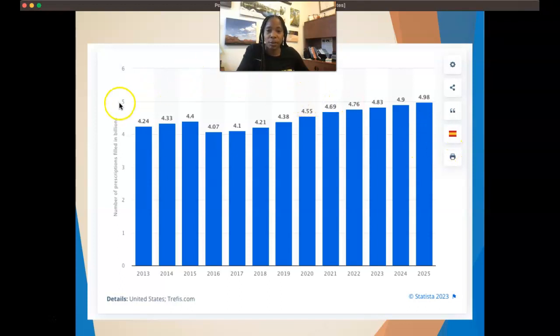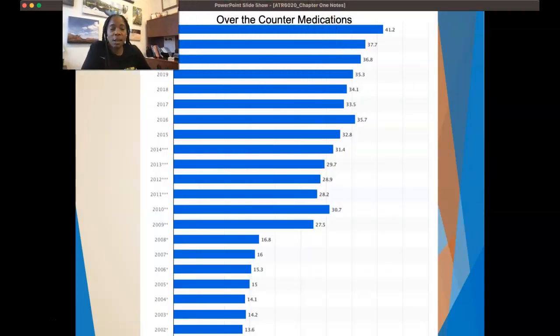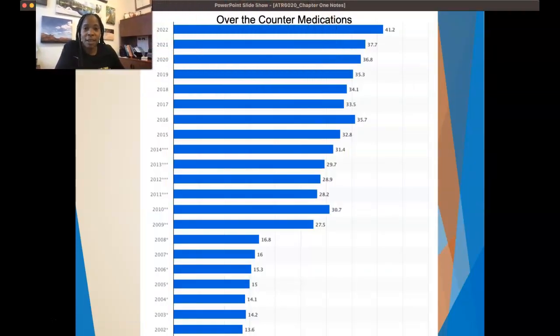So these are prescription drugs, right? We know that prescription drugs can only be filled after a physician writes a prescription and you take that prescription to the pharmacy and the pharmacist then hands you the drug. But what's more scary to me is when I look at the number of over-the-counter medications that have been purchased over the years. If we look way down here in 2002, about 13.6 billion over-the-counter medications had been purchased. And then we go way up here to 2022, and we can see that 41.2 billion over-the-counter medications were purchased in the year 2022. We can imagine that if we were to keep drawing this graph out, in 2023 probably even more over-the-counter medications were purchased, and so forth and so on.